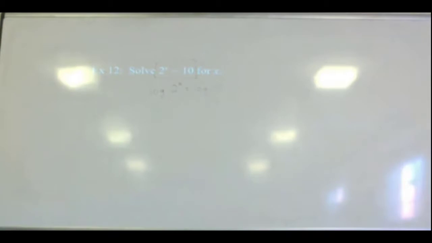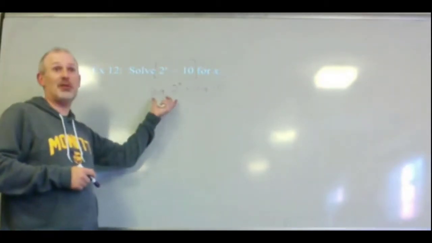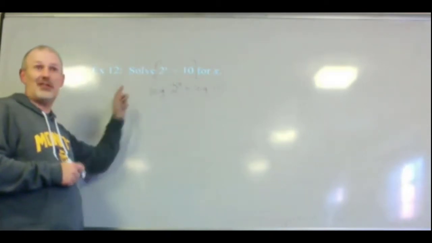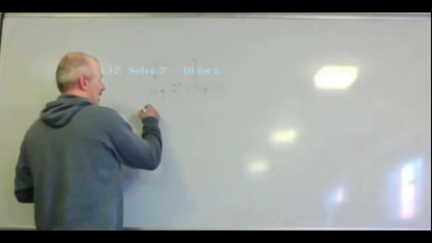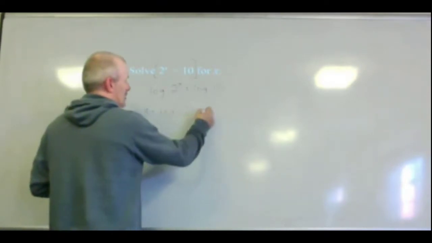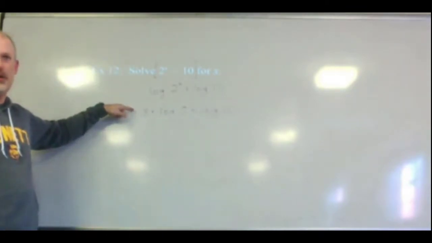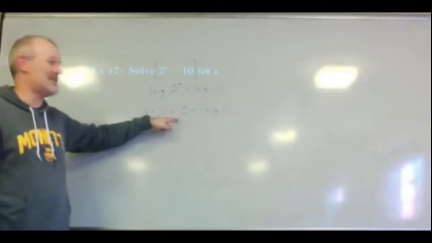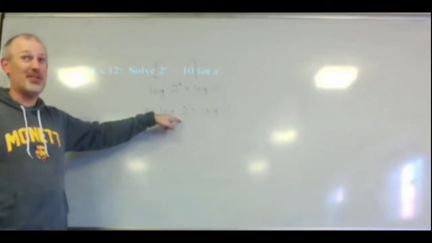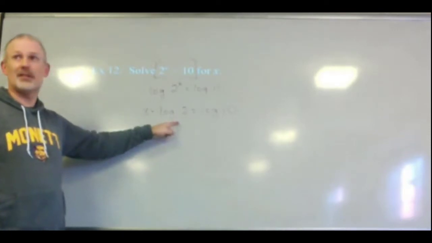Now here's why we do it. Because our next step is, according to our property, what can we do over here on this side? We can take this x and move it down in the front. So now it's x times log of 2 equals log of 10. And if I'm trying to get this x by itself, and it says x times this thing, I want to get rid of this, right? Because I'm trying to get this x by itself. How would I get rid of this?